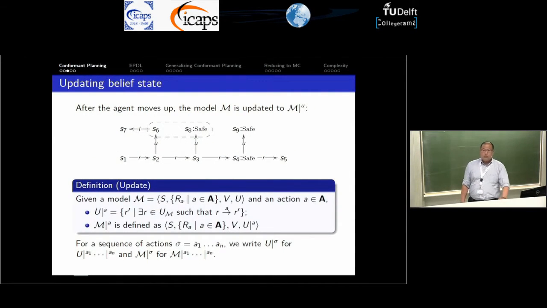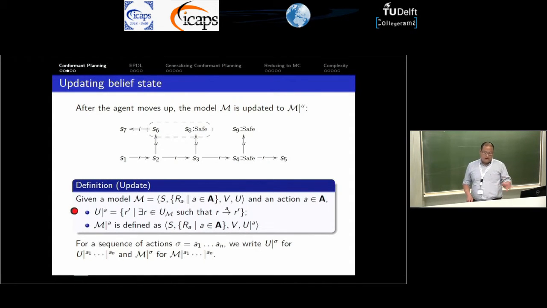So in conformant planning, it's very important to trace how the agent's belief state is updated. In this example, firstly, the agent cannot distinguish S2 and S3. He doesn't know where he is, but after he moves up, his belief state is updated to be S6 and S8.